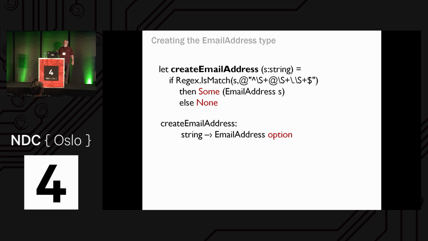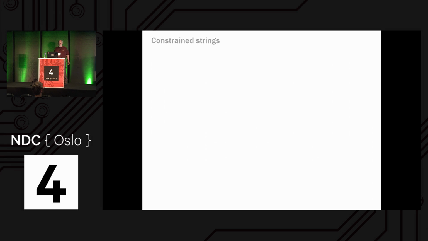So now what we've done is the code is documenting the fact that it might not always work. Rather than just throwing an exception, I don't have to read the documentation. I can just look at this and say, yeah, it might not work. There's some validation going on.